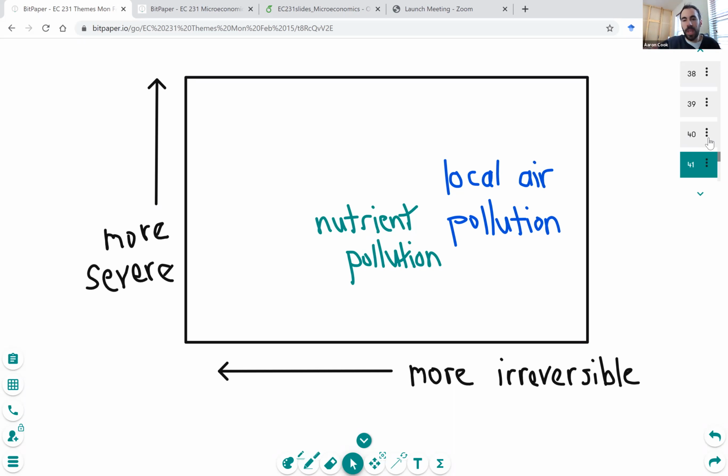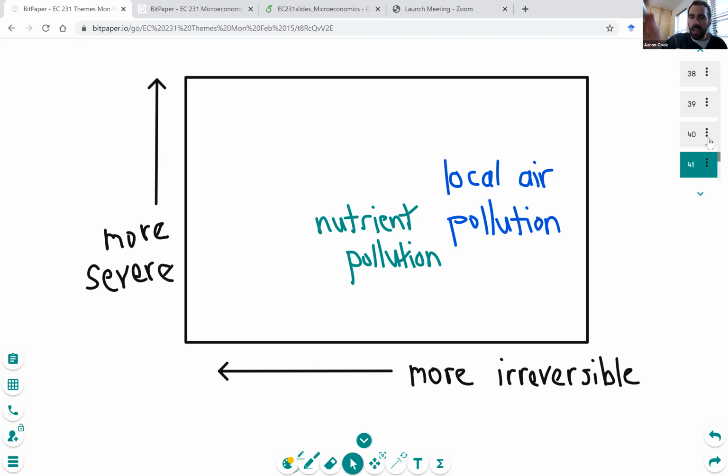So that's an example of something that's moderately severe, potentially very severe if it gets out of hand, but it's less reversible than local air pollution because those nutrients actually persist in the environment a lot longer, and there's actually feedback processes which make it very difficult to reverse the effects of that nutrient pollution even after you stop discharging nitrogen and phosphorus into that aquatic environment.